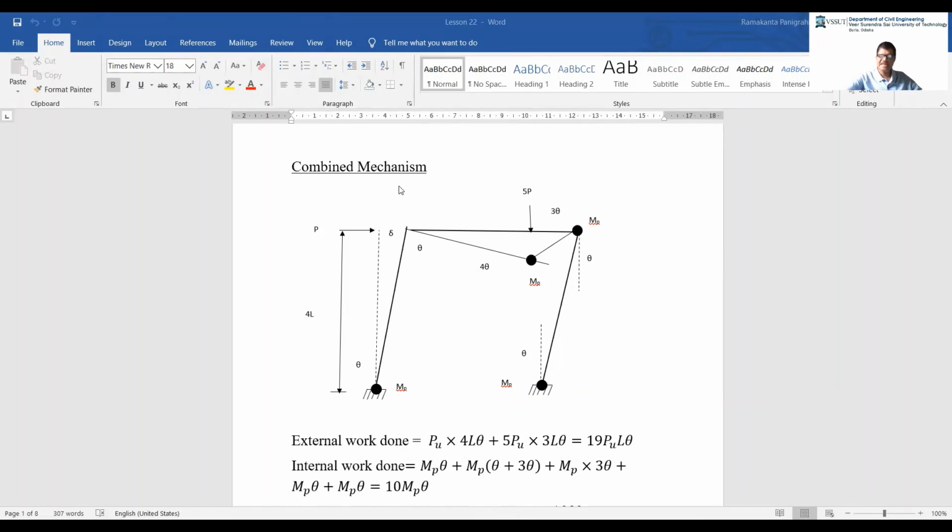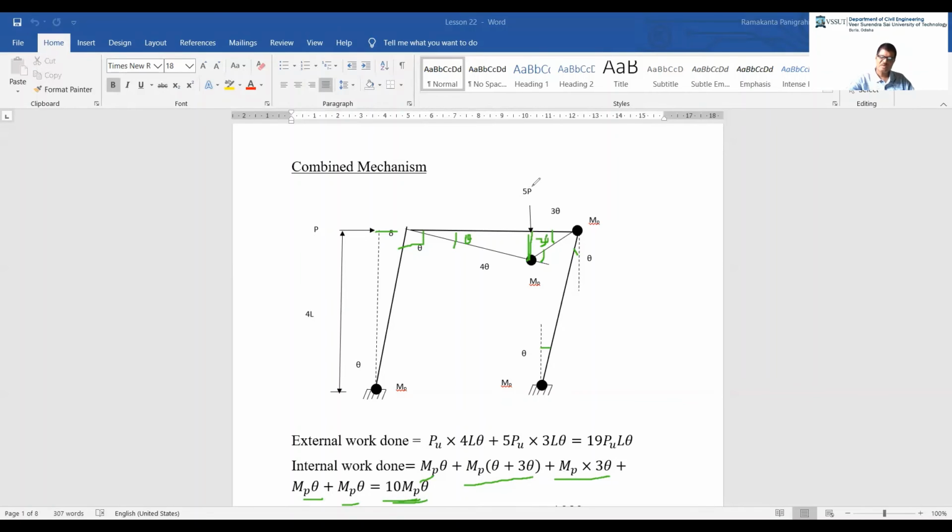Now this angle will remain as 90 degrees, right? This angle will remain as 90 degrees. This is delta, as we have seen earlier. If it is theta, this will be 3 theta, and this will be 4 theta. This angle theta, this angle theta. Everywhere is MP. So internal work done will be MP into theta, MP into 4 theta, MP into 3 theta, MP into theta, MP into theta. Now, what is the work done?